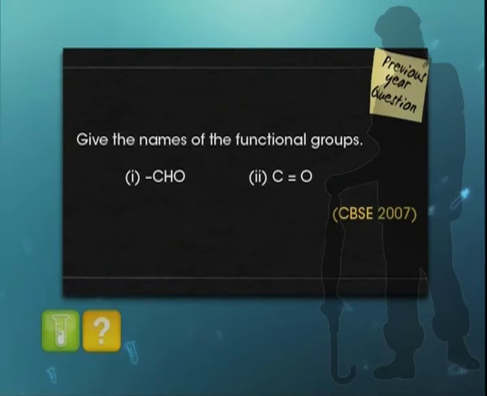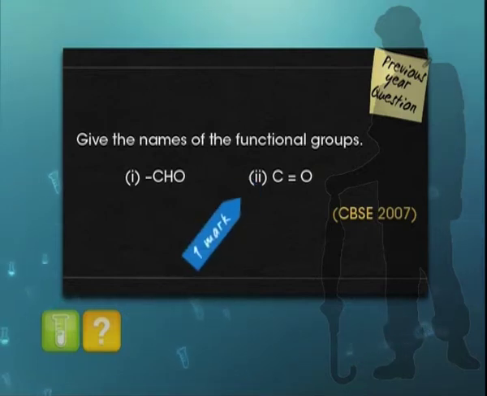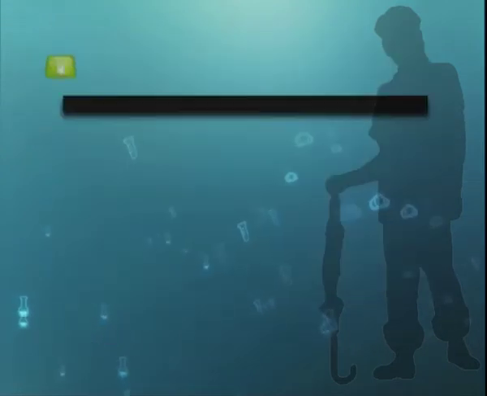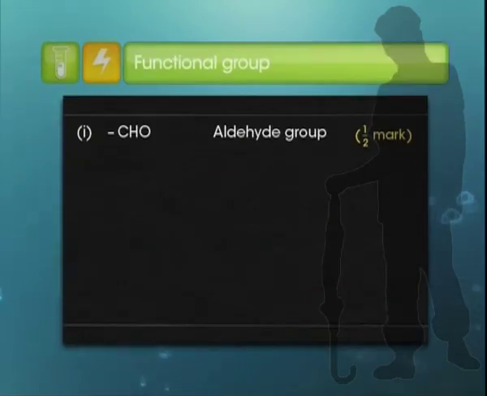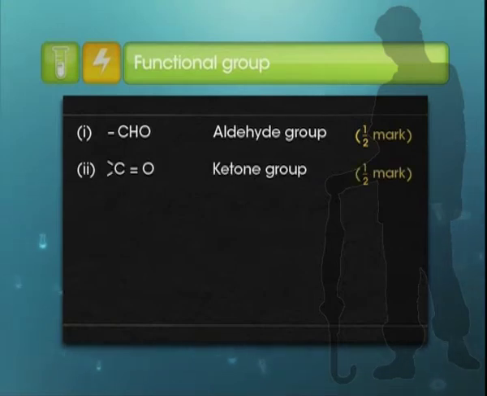Alright, let's begin. Give the names of the functional groups. CHO group, C double bond O group. CHO is aldehyde group, C double bond O is ketone group.